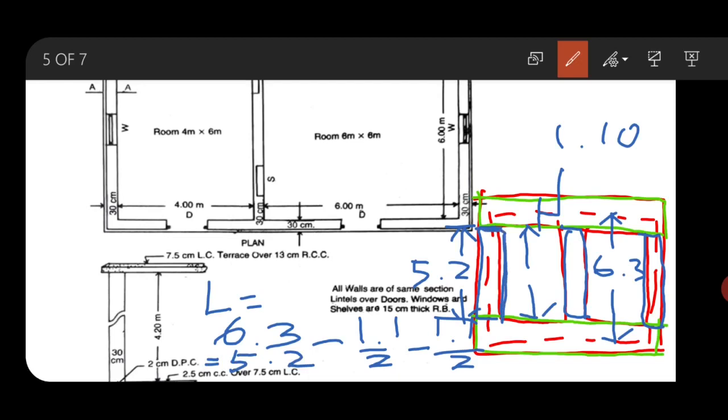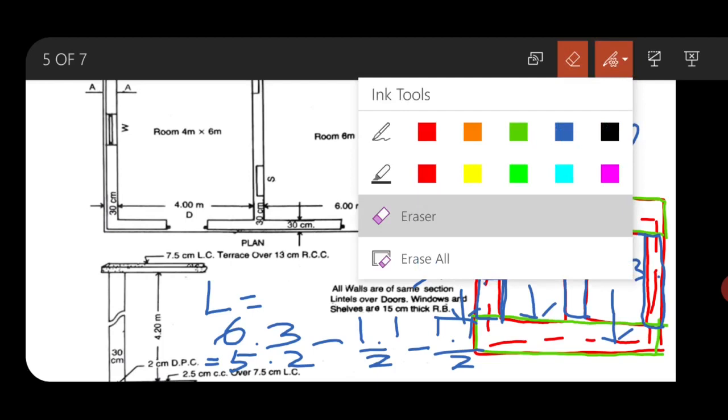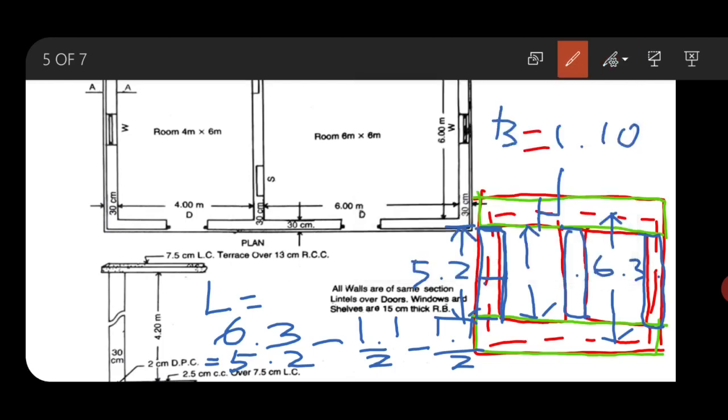And the number is 3. There are 3 numbers of short wall. And what about the breadth? The breadth will be equal to 1.1. So this breadth is equal to 1.1. And what about the depth? The depth will be equal to 1 meter, as we have calculated in case of long wall. The depth will be the same for both long wall and short wall.